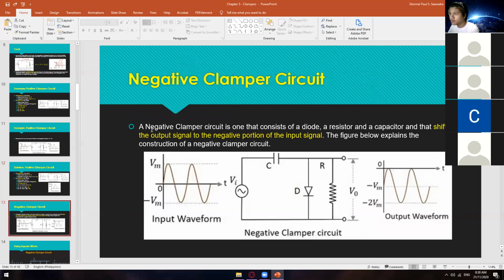Alright, so let's now go to the negative clamper circuit. It's just the opposite of the positive clamper, wherein we just flip the direction of the diode. As you can see right here, if we have a positive half cycle, our circuit will now be completely a closed circuit. So we have a complete loop here, and as you can see, it will never be able to pass through our V sub O. So as a result, V sub O during the positive half cycle is always 0.